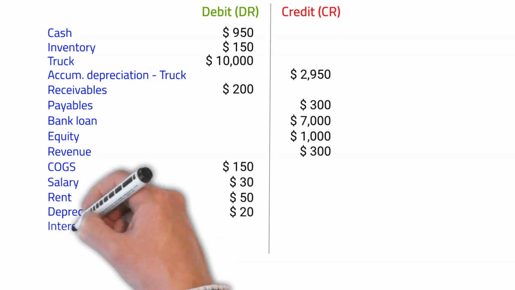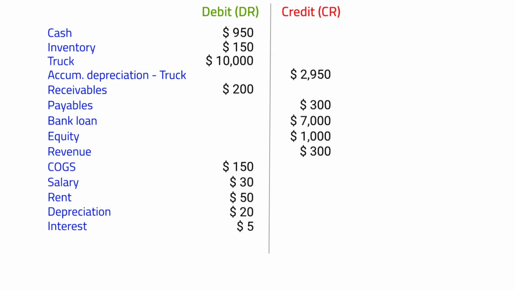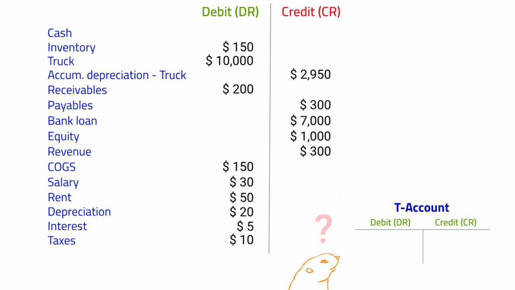$11,550. Before we move on, let's make two adjustments and include interest expense of $5 and taxes on our profits of $10. Taxes are everywhere, no way to avoid them. Let's assume we paid them in cash and reduce our cash balance correspondingly. If you want, you can do that via T accounts as well. Now our trial balance will look like this.